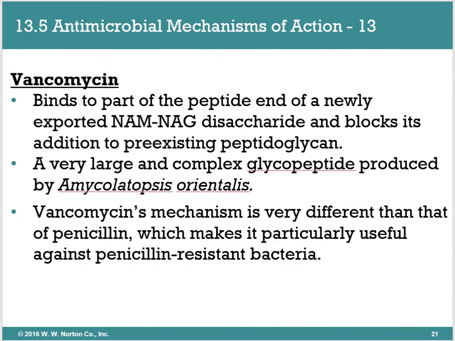The way that vancomycin works is that it will bind to a part of the peptide, a part of the NAG and NAM disaccharide. And what it does is that it will block the addition of peptidoglycan. So rather than actually disrupting it, it actually inhibits. That is the mechanism of vancomycin.